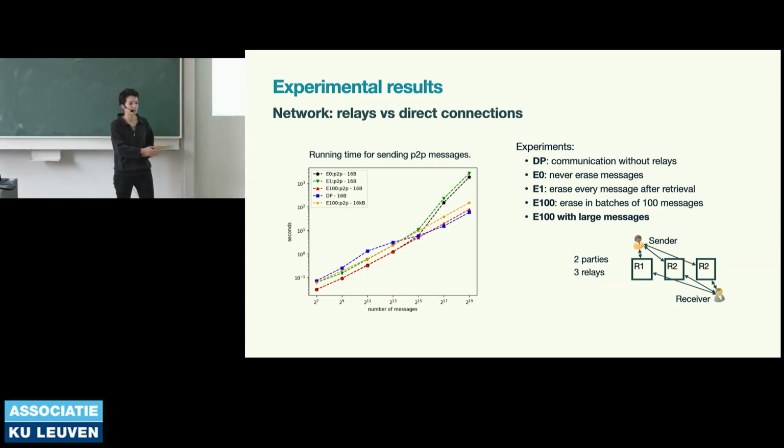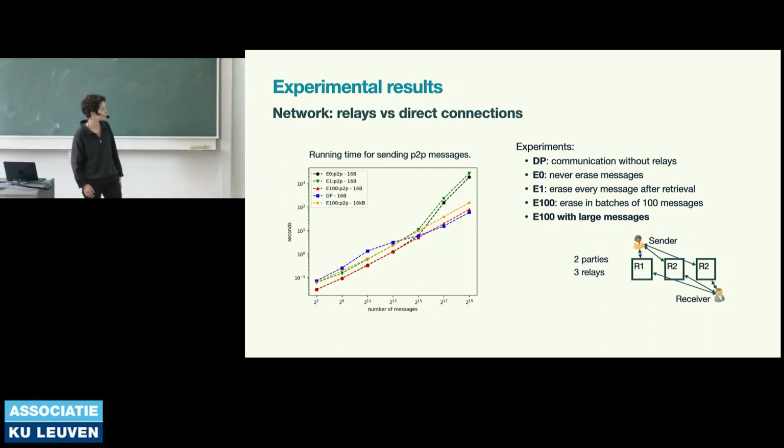And for the relays, we tried different types of experiments. We have an experiment where messages are never erased. We have another experiment where after every message is received, the party requests that it is also erased. And then we also have erasure in batches. And then we have a last experiment where the messages are much larger than in the previous ones, just to see how this affects the speed of the communication.